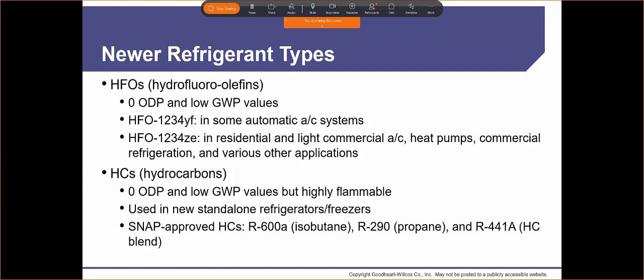So that's another possibility. Maybe Rheem or somebody or Rudd decides that, hey, we're going to jump on this and this is going to be our refrigerant type. All right. We also have hydrocarbons. They have a 0 ODP and a low GWP value, but they're highly flammable. All right. That's of concern to me.